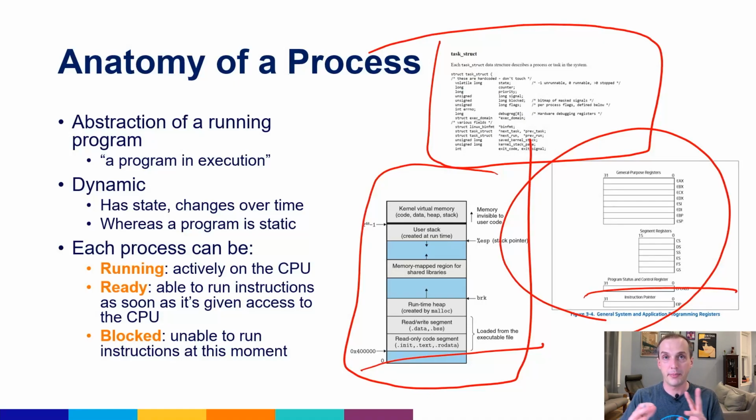In addition to that, every process can be in one of three different states. It can be running, where it's actively on the CPU executing instructions. It can be ready, where it's in a queue, which can start running instructions as soon as it is given access to the CPU. Or it can be blocked, where it has gone to sleep either intentionally or accidentally, and if it were given access to the CPU, it wouldn't be able to make forward progress in its program. There's no good reason to put that program back on the CPU at that moment in time.